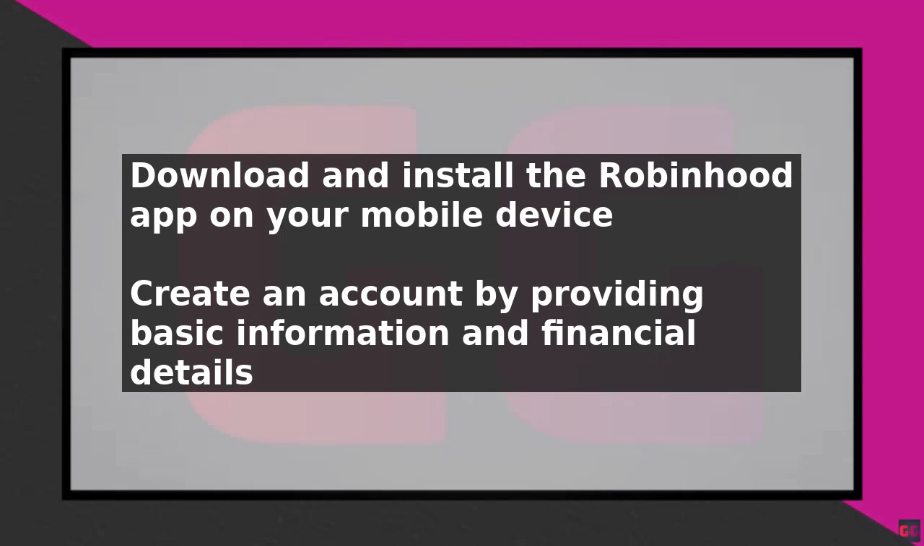To trade on Robinhood, start by downloading and installing the app on your mobile device. Once installed, create an account by providing basic information such as your name, email address, and password. You will also need to provide some personal and financial information to comply with regulatory requirements.